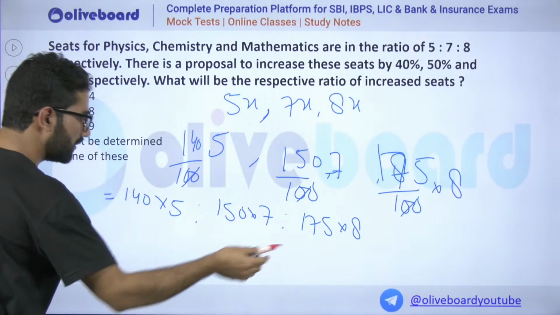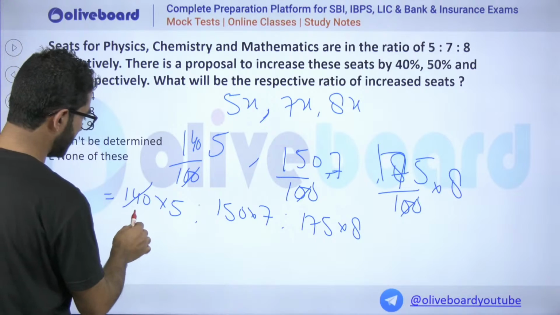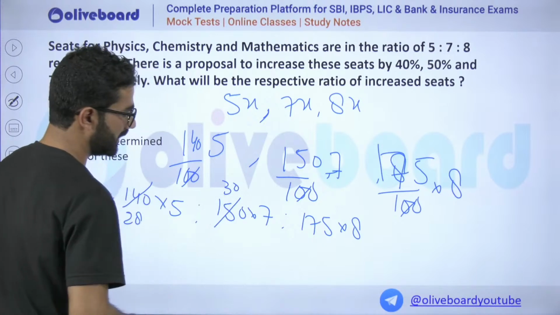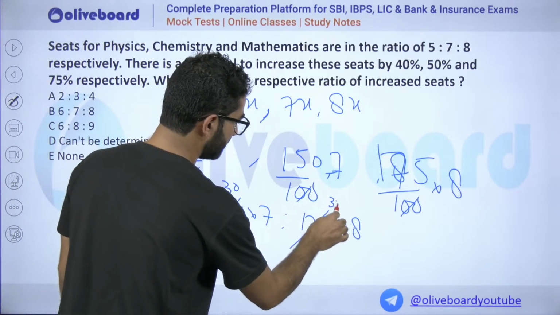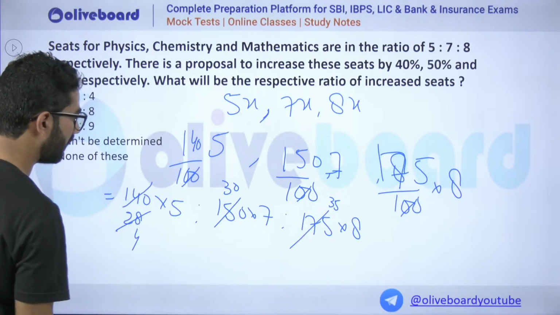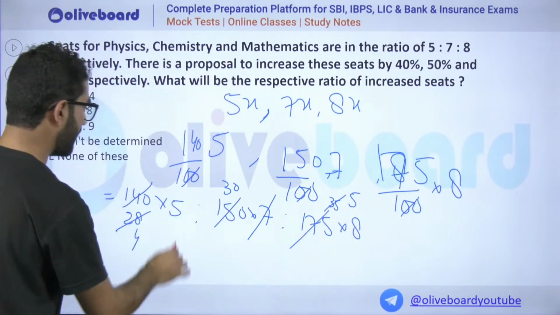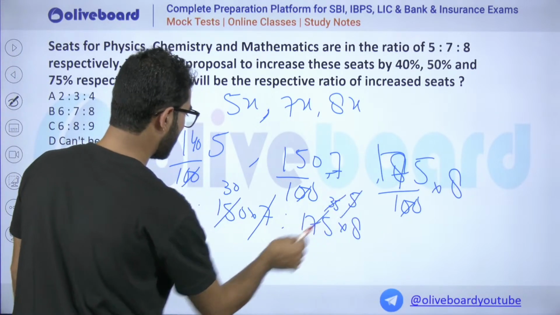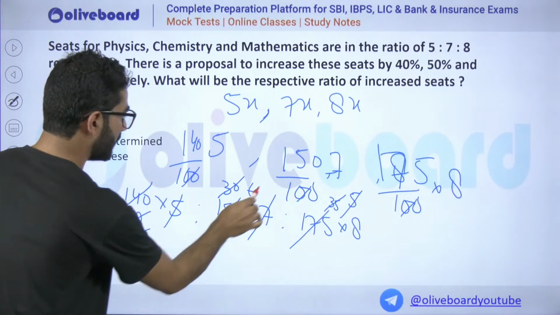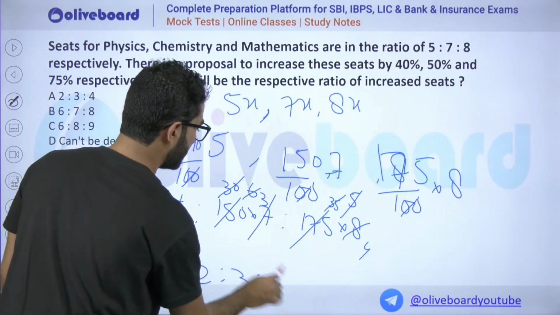So now we have to cut it down. How? If I cut it by 5, it will be 10 times 28, 30 times, and 35 times. Now if I cut it by 7, 7, 4, 7 or 7, 5. Now 5 we cut here, 5 we cut here, 5 we cut here. How much do we have? We cut it by 2, we cut it by 3, we cut it by 4. So 2:3:4 will be the correct option.